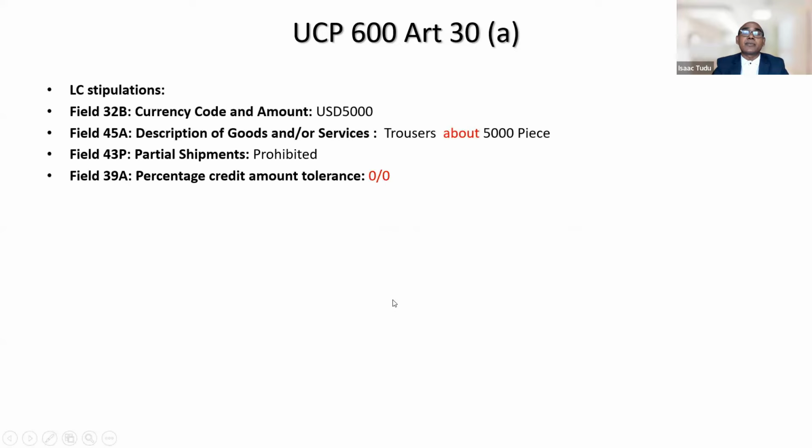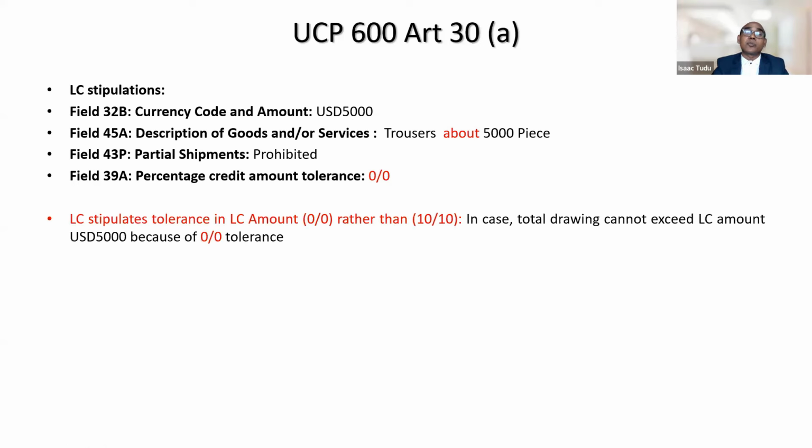Let us go and understand further here. What is the difference? All remains the same. You can see here field number 39A, 0 by 0. That means there is no tolerance given against the LC amount. So the LC amount cannot be more than 5,000. So remember this, right? The LC stipulates tolerance in LC amount 0 by 0 rather than 10 by 10. In this case, total drawing cannot exceed the LC amount 5,000 because of the 0 by 0 tolerance.